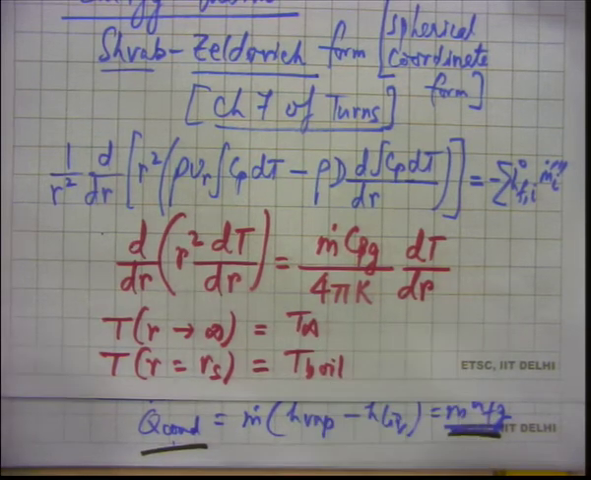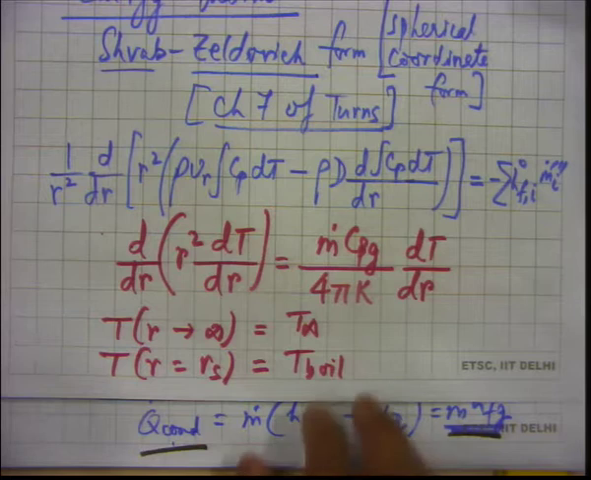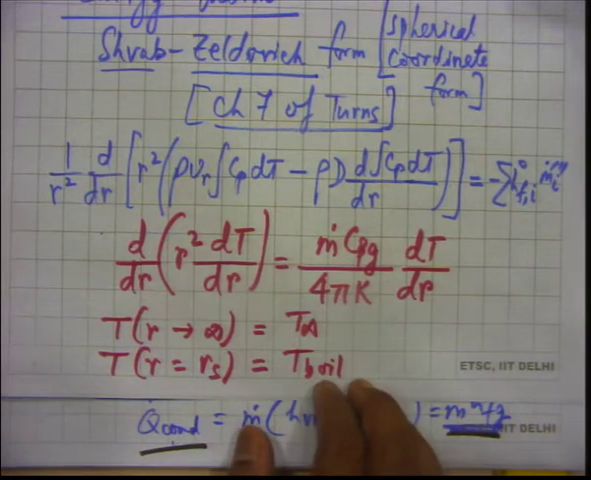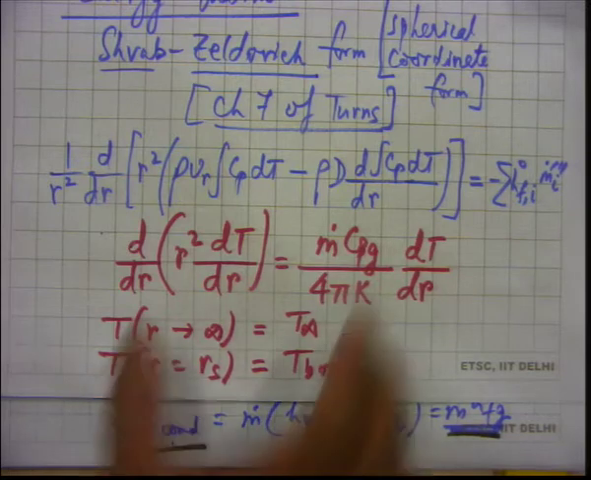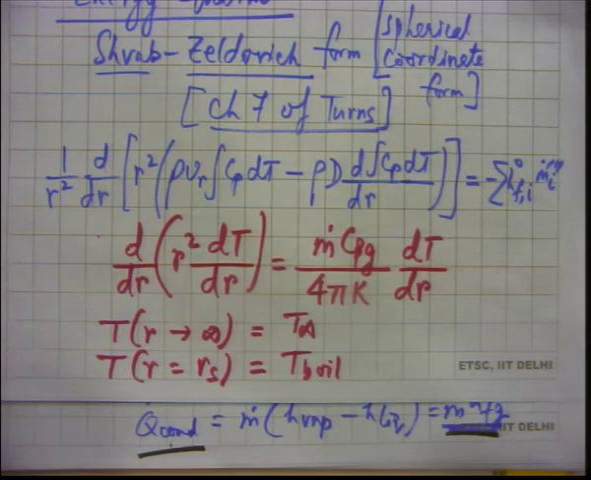And we also have boundary conditions. We know that far from the droplet the temperature is T infinity, the furnace gas temperature, and at the droplet surface it is T boil. R equal to Rs is the droplet surface, right. So, this can be integrated. If we integrate this, we will get what?